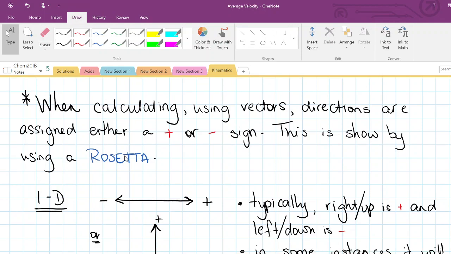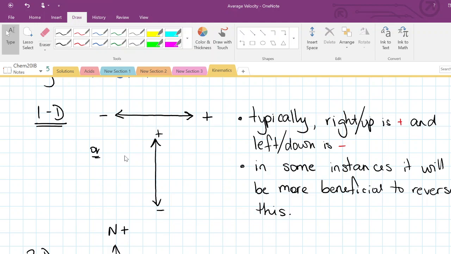If it's a 1D problem, where we're just walking back and forth, or we're moving up and down, so maybe walking along a sidewalk, or moving in an elevator, if we're just traveling in one plane, typically when we assign a direction, the right is going to be your positive and the left is going to be your negative. And typically, if it's an up and down problem, your up is going to be your positive and your down is going to be your negative. That's the typical way that the positives and negatives are assigned.